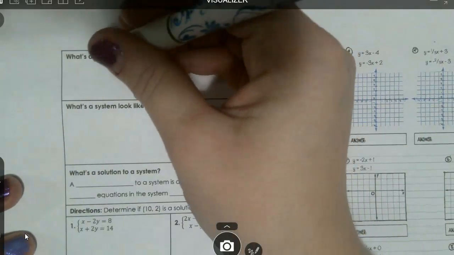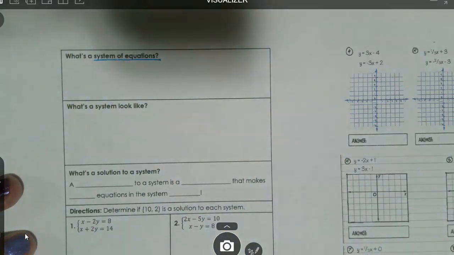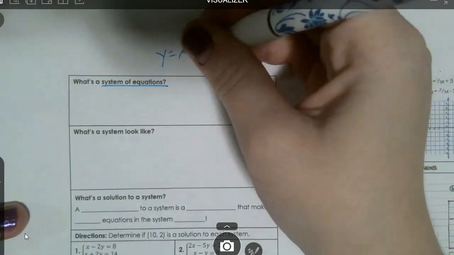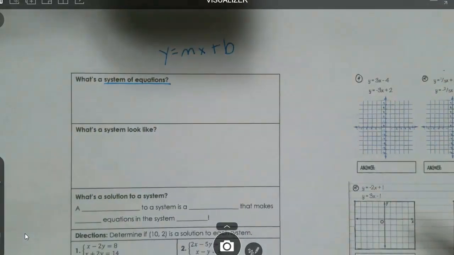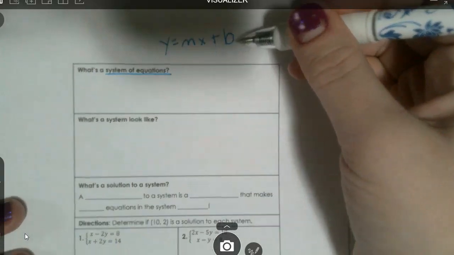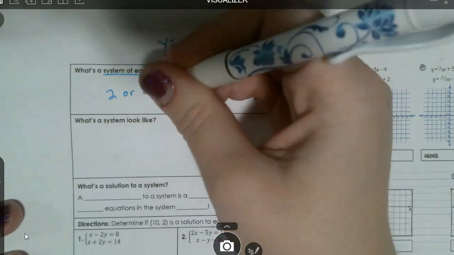Hey class, today we're going to be talking about systems of equations. Up until now, we've been having an equation written out in this format, but we've only been dealing with one at a time. A system of equations is when you have two or more equations happening at the same time.